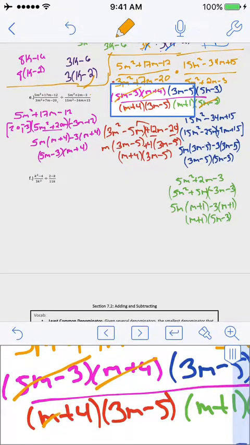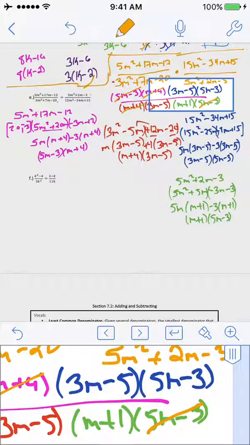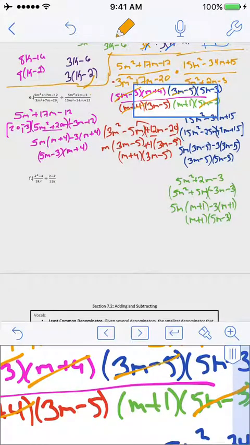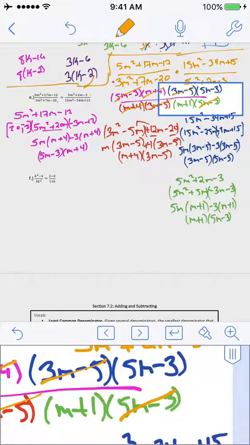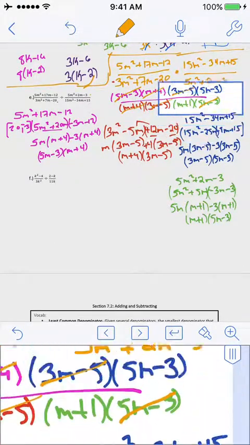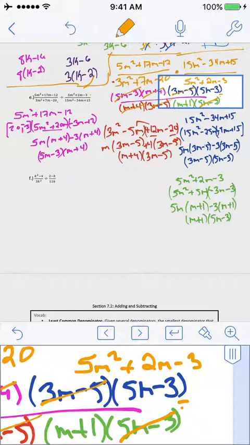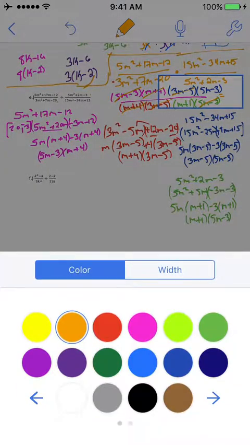I do right there. M plus 4. 3m minus 5. 3m minus 5. Check, check. And 3m minus 1, or 5m minus 3? Nope, the only thing I left is 3m minus 1. So my final multiplication is just going to be, let's do it in purple so we can see it.